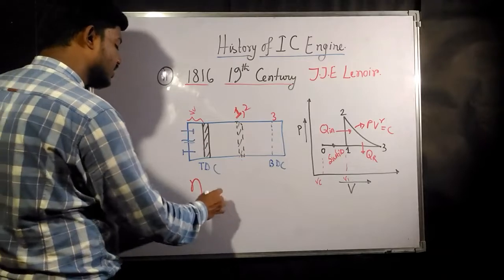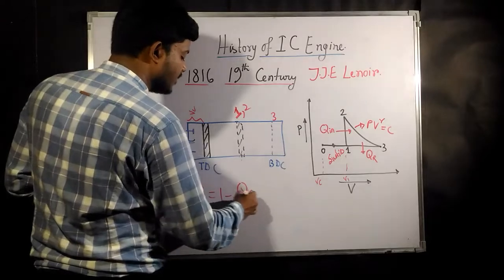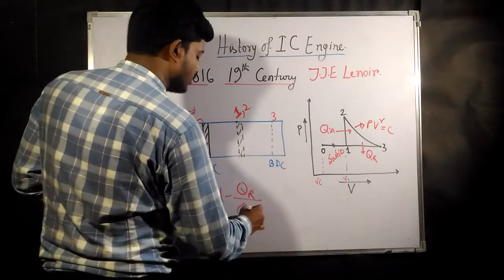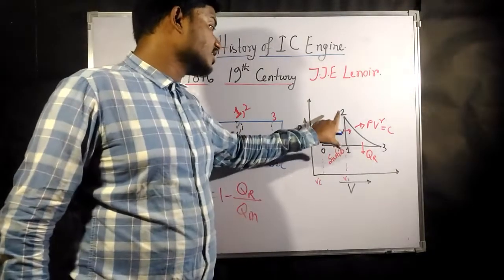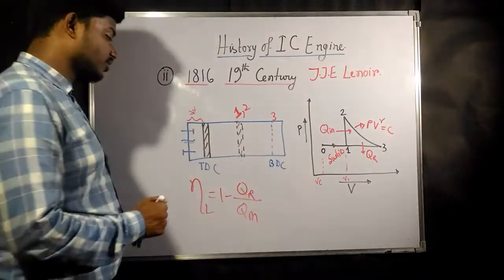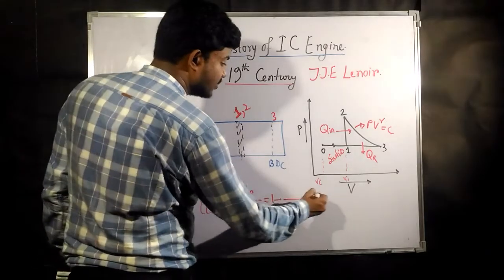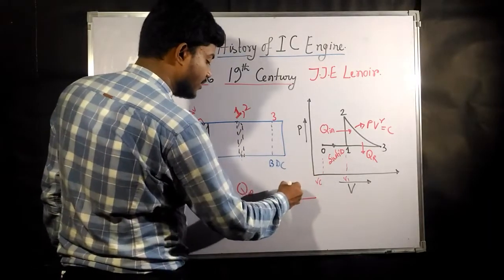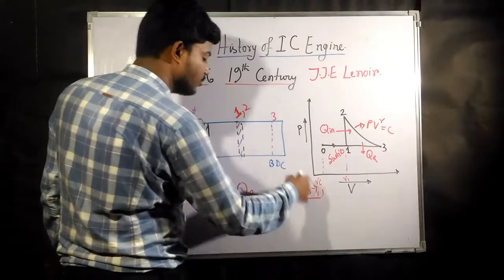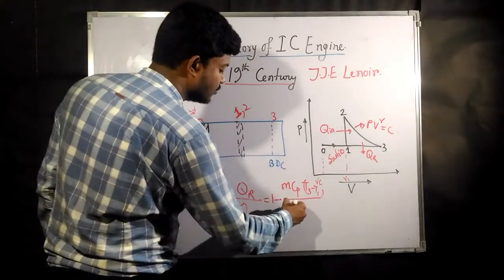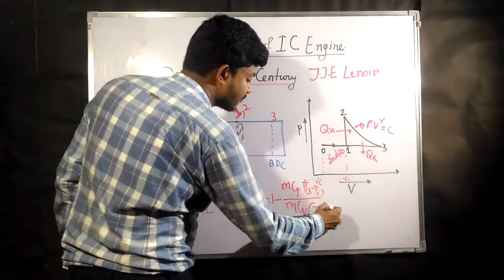Now if you consider the efficiency, it is nothing but 1 minus Q rejected by Q input. This is our Q input and this is our Q rejection. This is a constant volume process, this is a constant pressure process. So from this you can easily write 1 minus QR by Q in. QR is nothing but m Cp (T3 minus T1), this is our Q rejected. Q in is nothing but m Cv, because it is constant volume, (T2 minus T1).